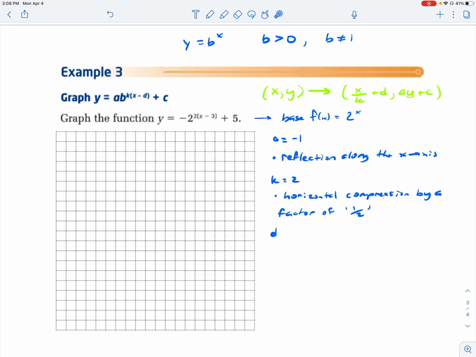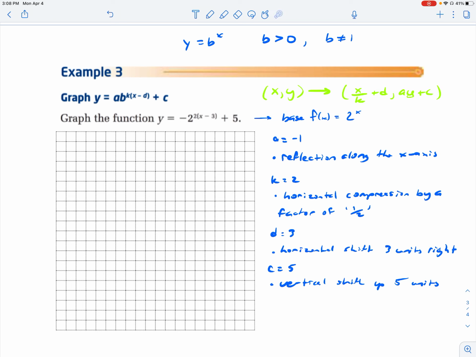Okay, then comparing this again to this, I can see d is 3. So that means we're going to have a horizontal shift 3 units right. And then the plus 5, so we're going to have a vertical shift up 5 units.